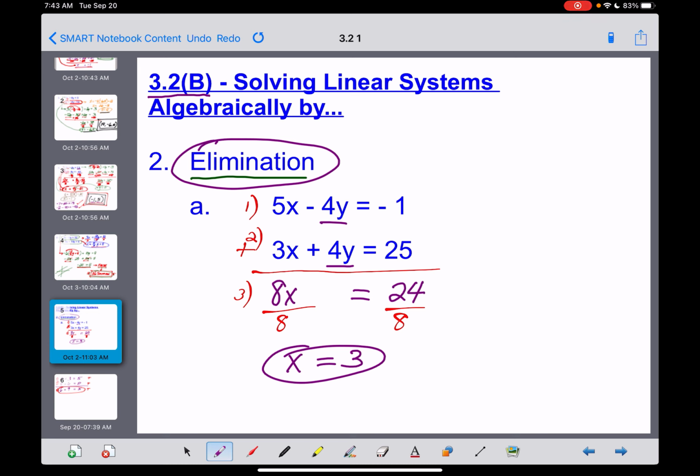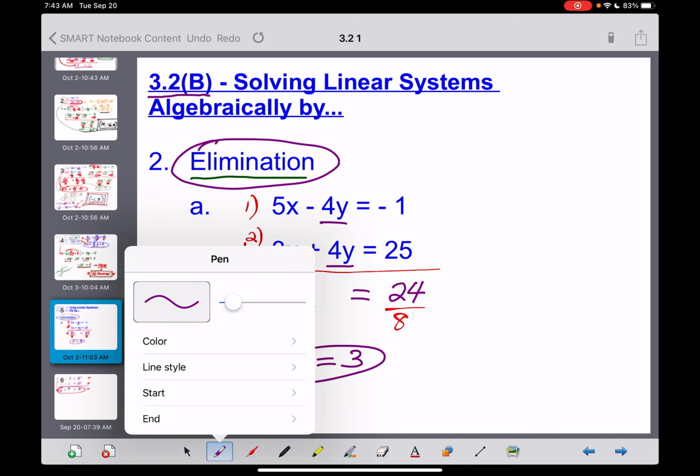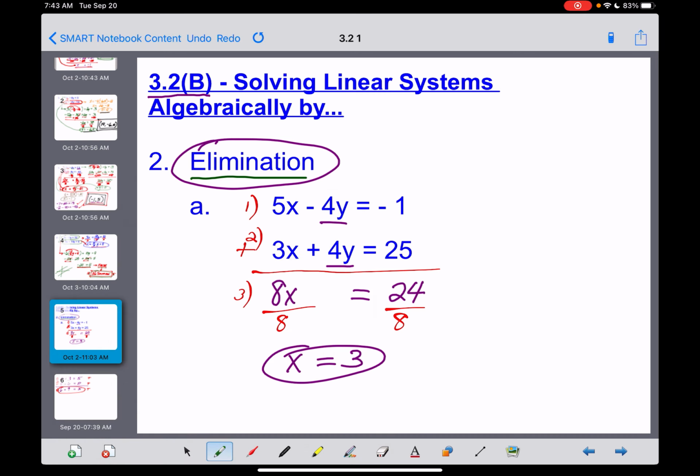We now know the x value. Now, I like elimination better than substitution for the most part. I think it's less work. But one spot where it's probably more work is right here. When you got done with your first half of your solution in substitution, you took that back in to an isolated equation.